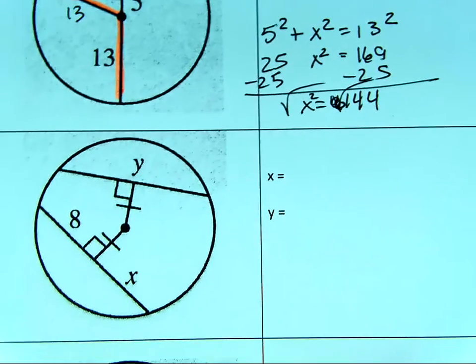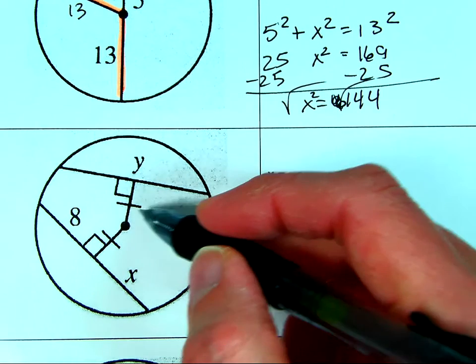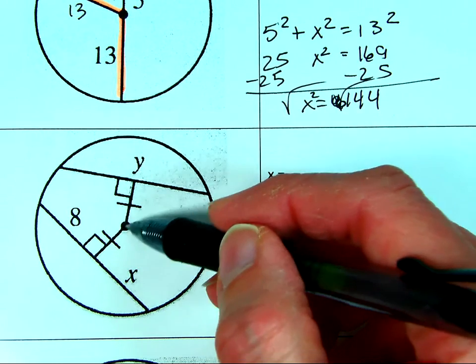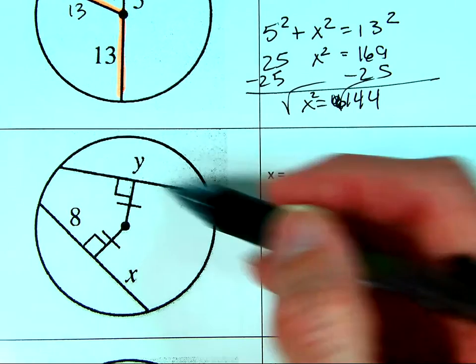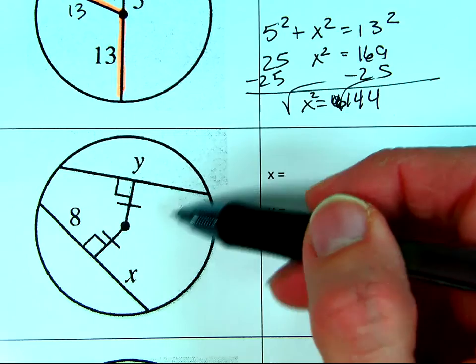Alrighty, next. This one, what can we say about this one? Well, let's see. First of all, these two are equal, right? Same distance from the center. That means this chord is equal to this chord. So whatever I get for x, I'm going to add it to 8 to find y. How can I find x?